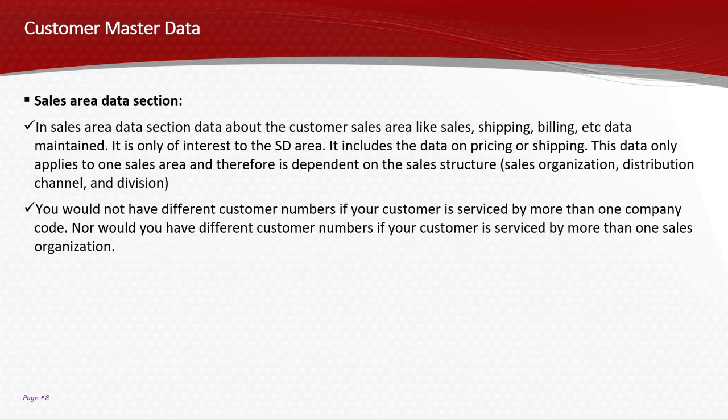Next is the sales area data section. In the sales area data section, data about the customer's sales area, like sales, shipping, billing, etc., is maintained. So it is only of interest to the SD area. It includes pricing and shipping. This data only applies to one sales area and therefore it is dependent on the sales structure.